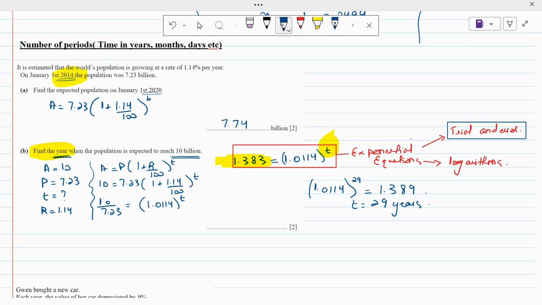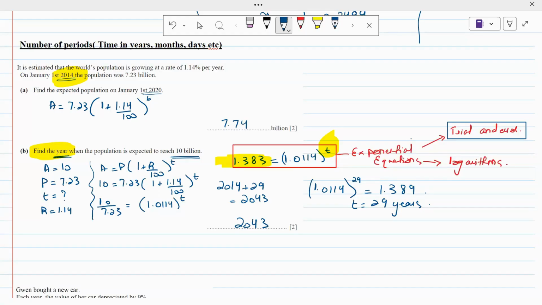So 2014, it started in, it took 29 years. So 2014 plus 29 would take us to what? 2043. Please confirm if I'm right.